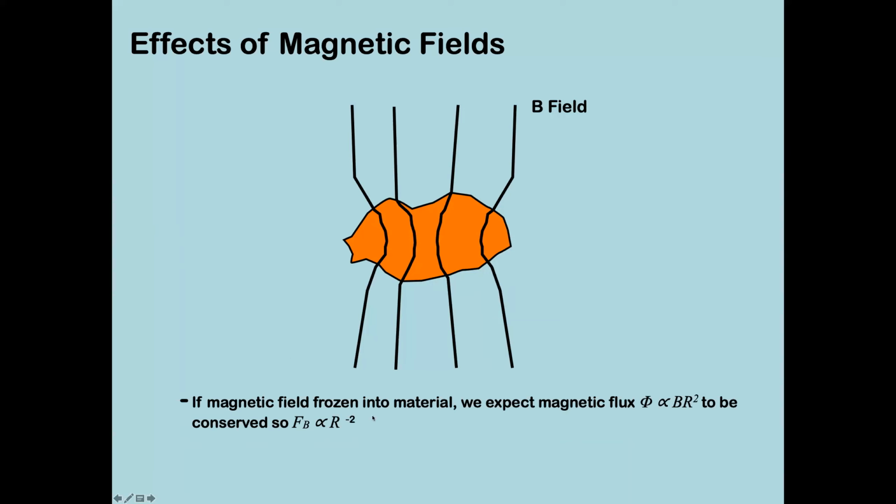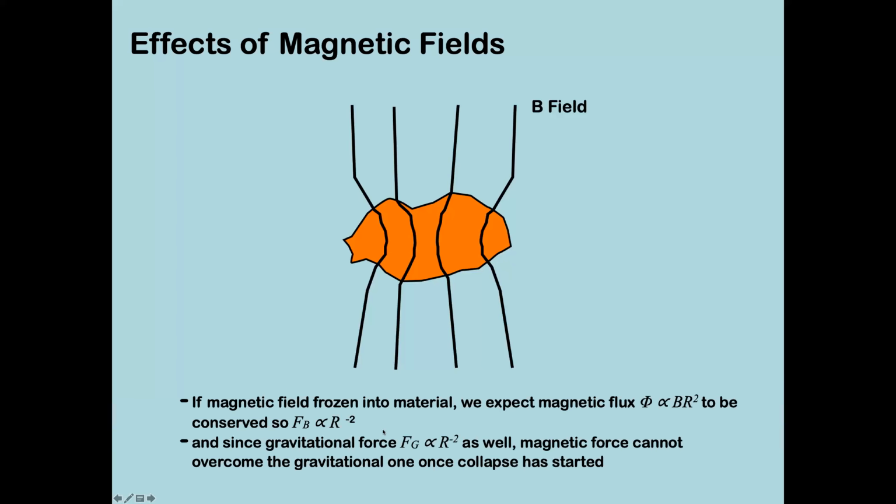But if the magnetic field is really frozen, then this means in physical terms that the flux must be conserved. So the flux, B times R squared, must be conserved. This means that the force due to the magnetic field is proportional to R to the minus 2. This is because you have this flux constant, so B is proportional to R to the minus 2. And if you remember from the previous equation, you end up with this proportionality term.